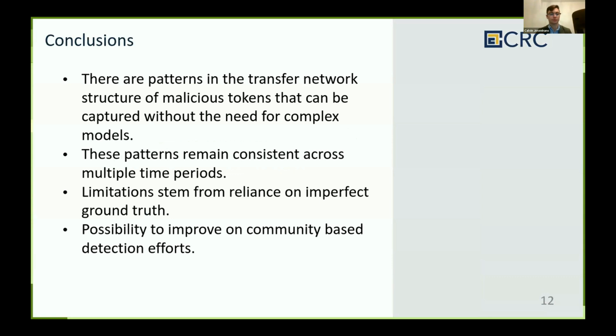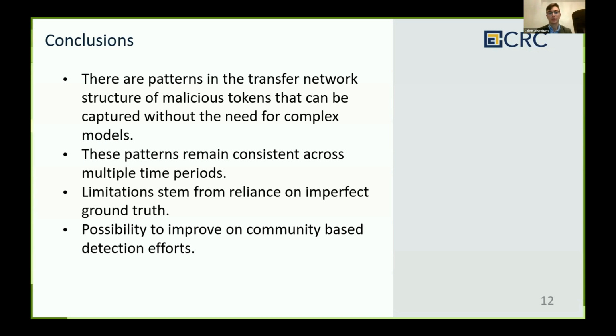So to conclude, we've shown that there are patterns in the transfer network structure of malicious tokens, and we don't really need complex models to capture this. With our really simple features and a really simple model, we were able to find this connection and make predictions about suspicious tokens. And these patterns are consistent across multiple time periods. So week to week, scam behavior, at least as far as it's borne out in network structure, is going to stay fairly consistent, which bodes well for the use of this technique to improve scam detection tools.